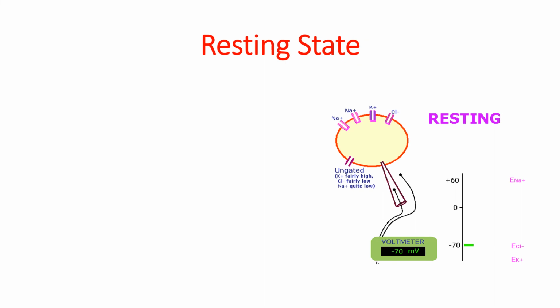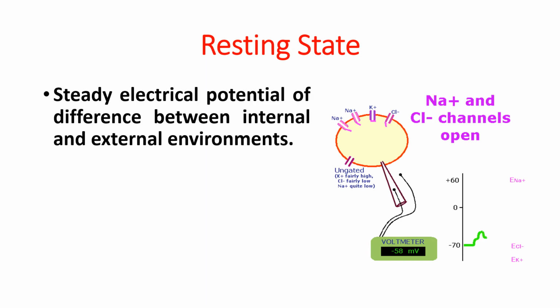Resting state representation. A steady electrical potential difference between internal and external environments represents the resting state. The value of the resting state is typically between -70 to -90 millivolts relative to the external medium.